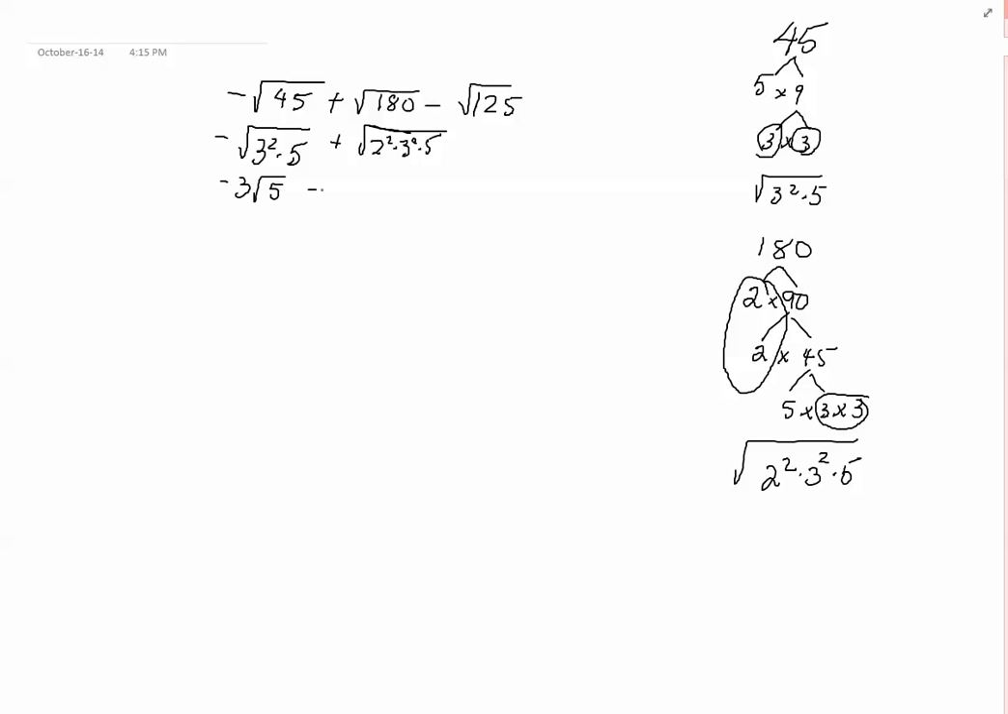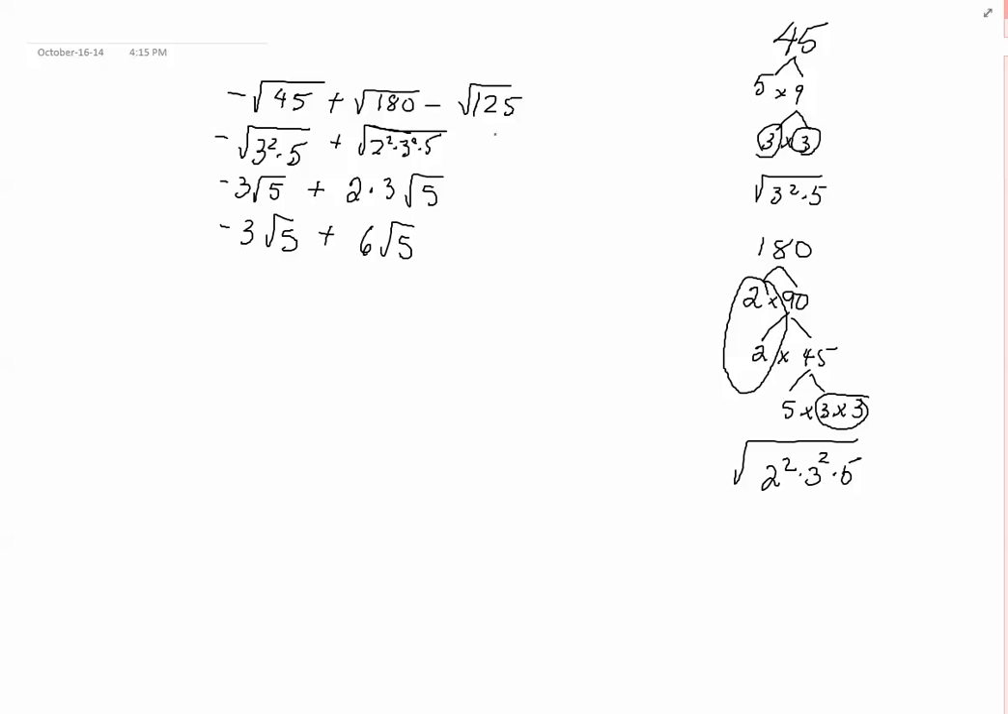And the square root of 2 squared is 2, so we have 2. The square root of 3 squared is 3, so that becomes 2 times 3 times the root of 5. So altogether, this is 6 root 5. So if I just bring this all down, I have negative 3 root 5 plus 6 root 5.